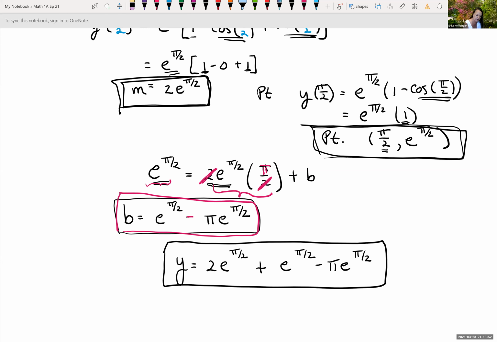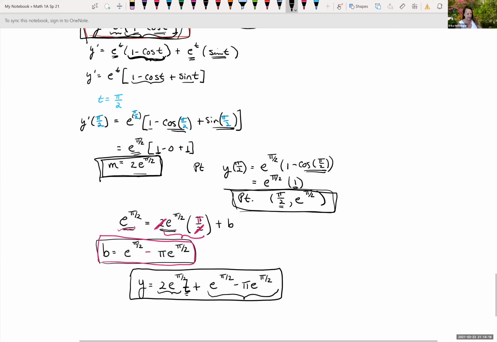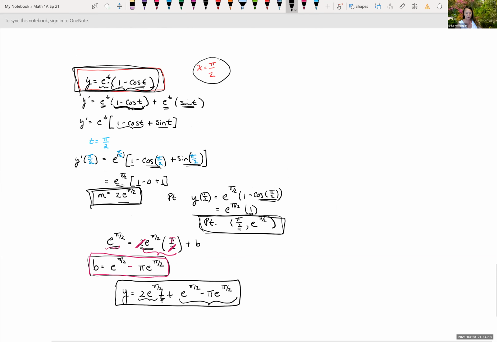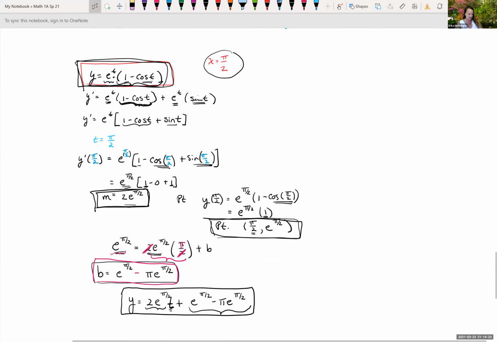and because it was t instead of x, let's write it like this. y is equal to 2e to the pi halves, which is our slope, times t, plus b, and b was this. Okay, so that was a review for the exam that you guys are taking on Thursday.